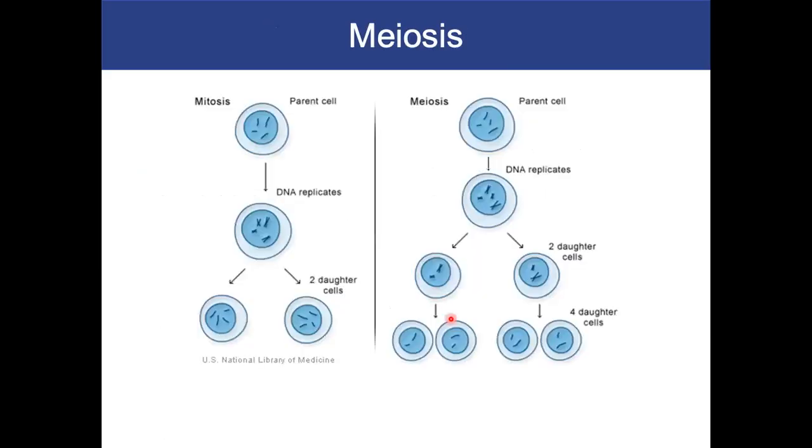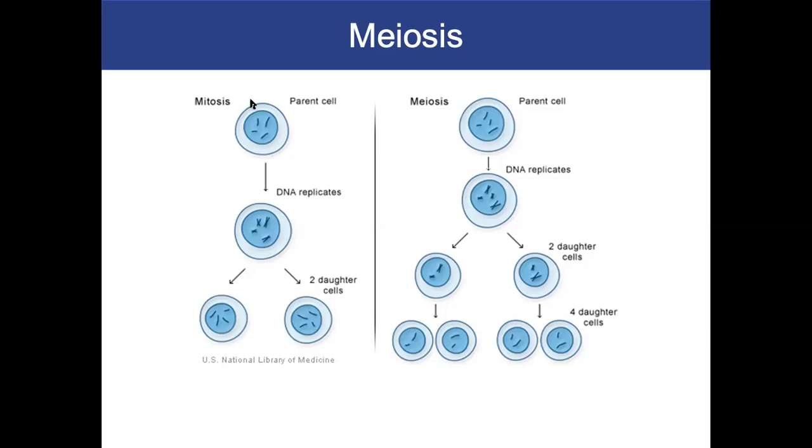Okay, so on the left side is mitosis, right? Here's your parent cell. The DNA duplicates, so you have 46 chromosomes and their duplicates, and then it splits into two daughter cells. So here's your 46 chromosomes, here's your duplicates, your 46 duplicates. Done. Okay, meiosis is a little bit more complicated.